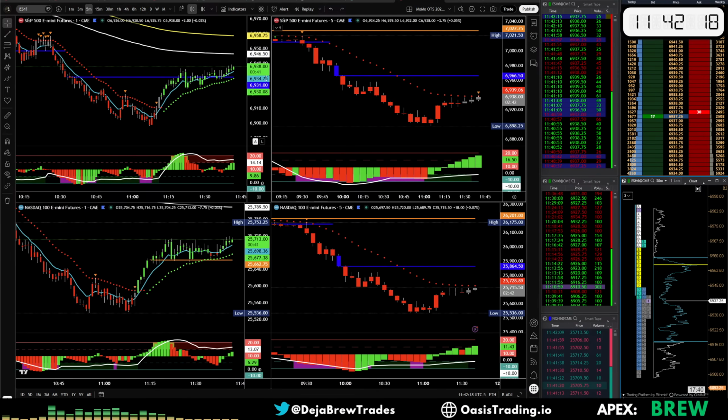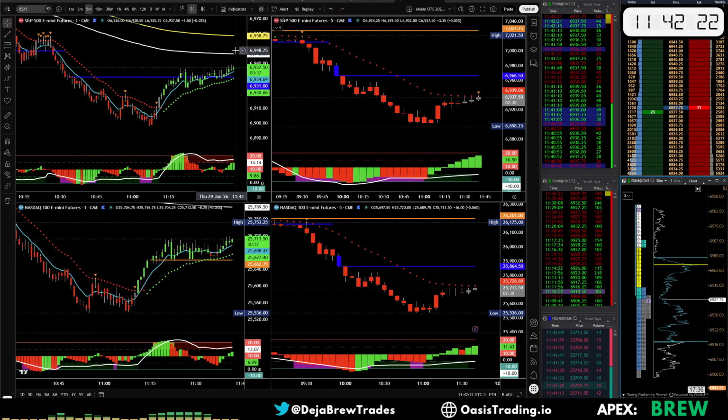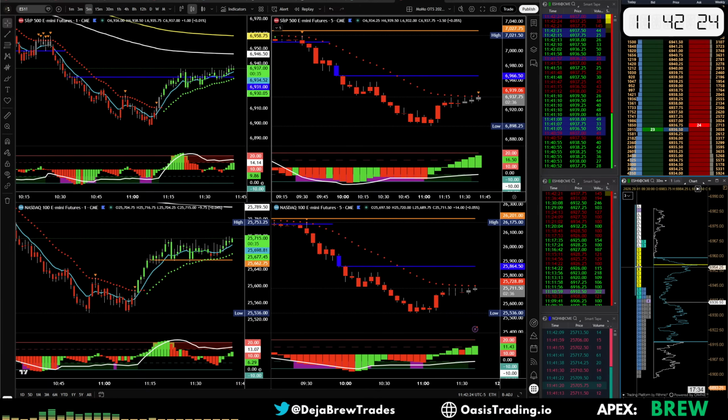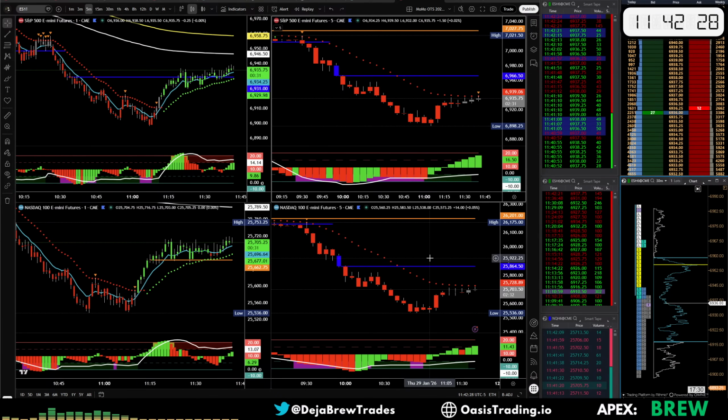Keep it on VWAP, guys. 46 and 58. It would be a shame if it failed the daily VWAP because the session VWAP lines up with the single prints.